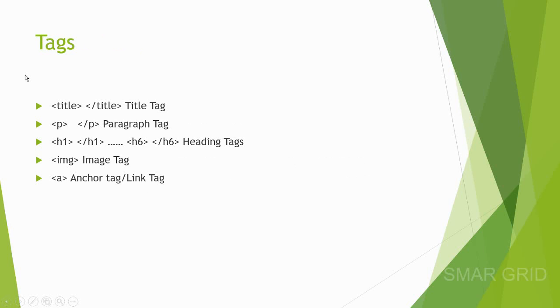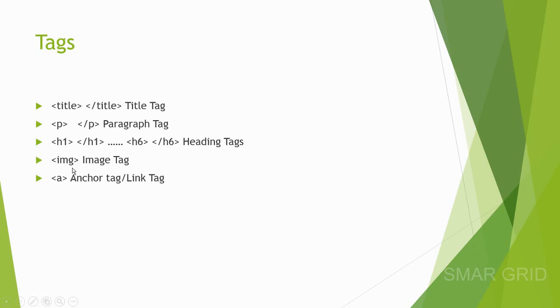Going forward, let's go into detail with the tags. We have the title tag, which is to display the title of a page. And we have a paragraph tag, to define a paragraph in a page. We have heading tags. For a paragraph or for any statement, we can have headings, and the size of heading tags will be different from the paragraph or normal text. You will see the examples.